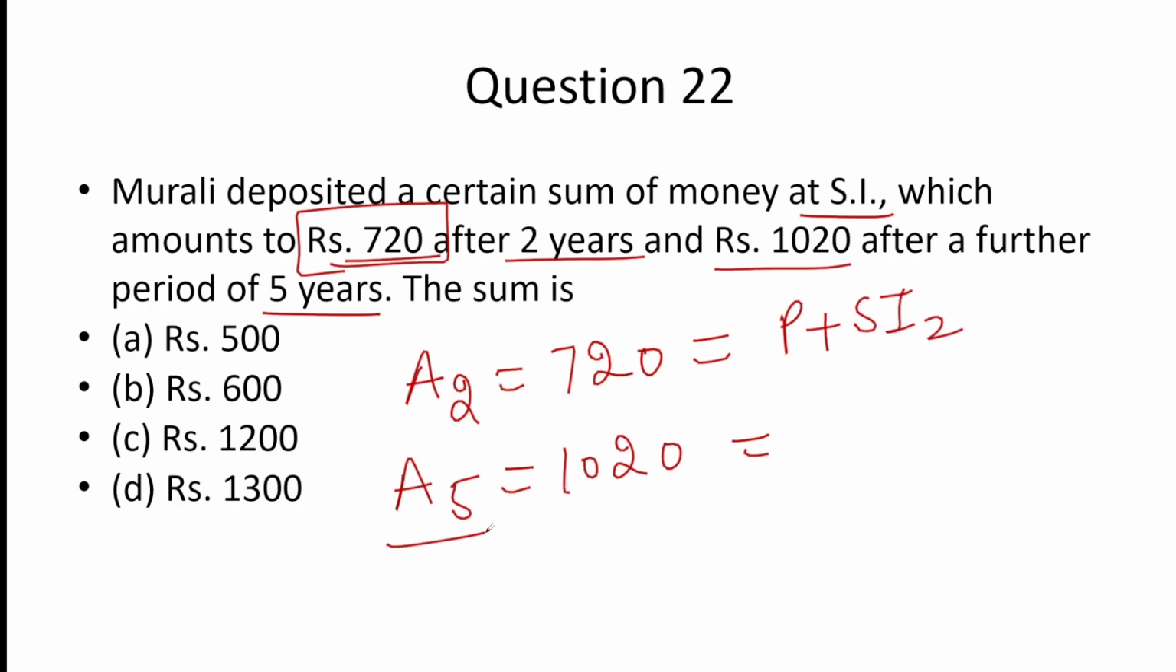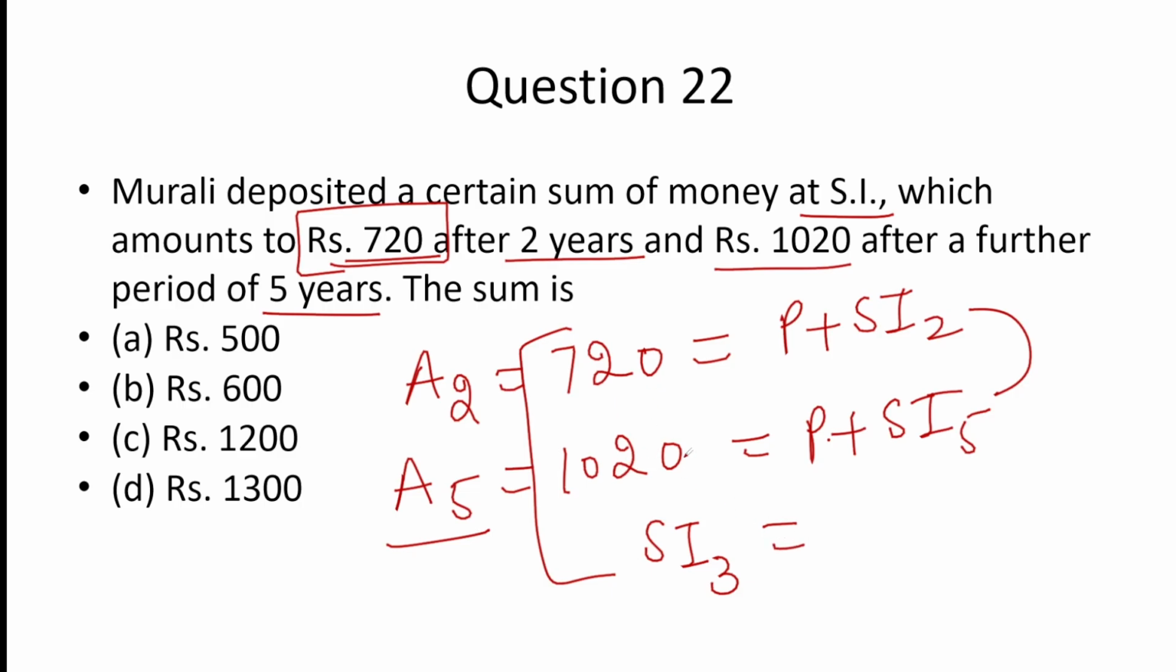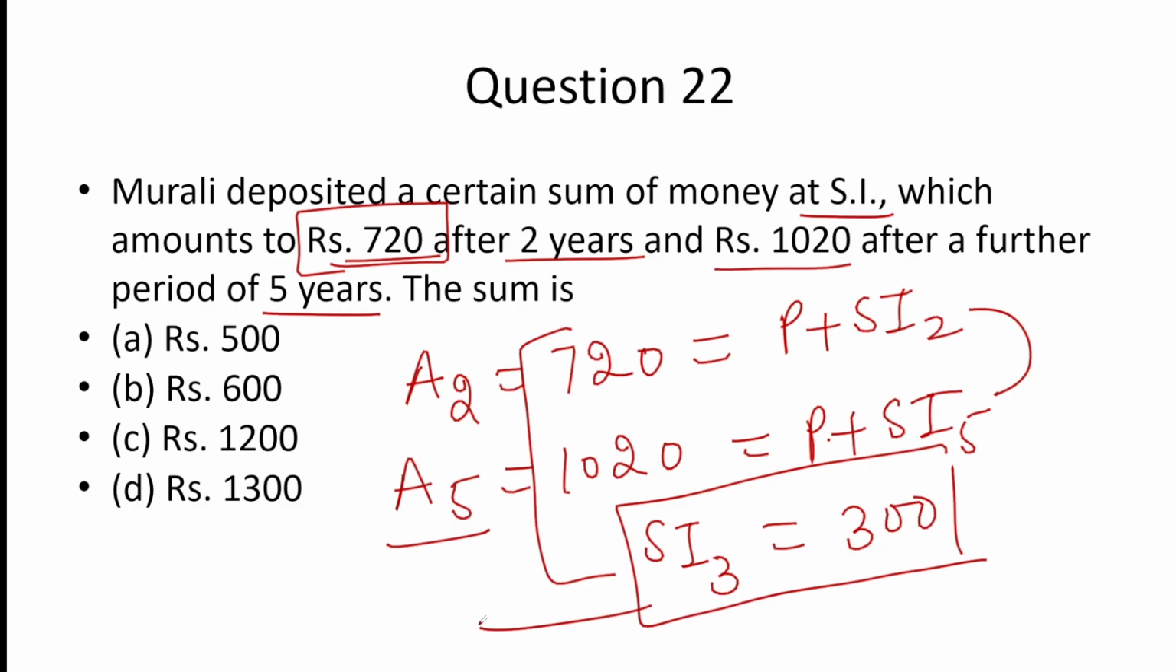How do we write the amount of 5 years? Principal plus simple interest of 5 years. See, when you subtract these two, what will you get? P and P will cancel, simple interest of 5 years minus simple interest of 2 years. So you are left with simple interest of 3 years, and the subtraction is 300. Simple interest is the same for all years. For 3 years it is 300, means for 1 year it is 100.